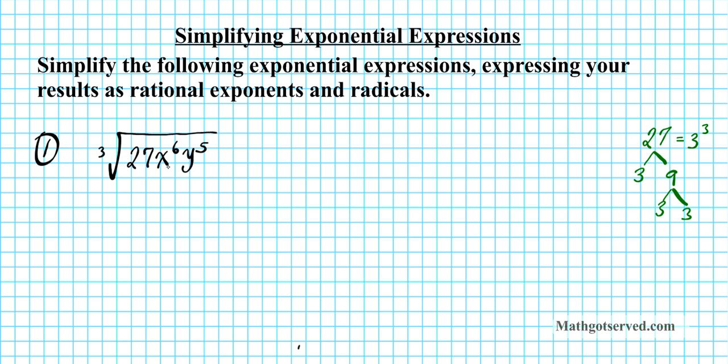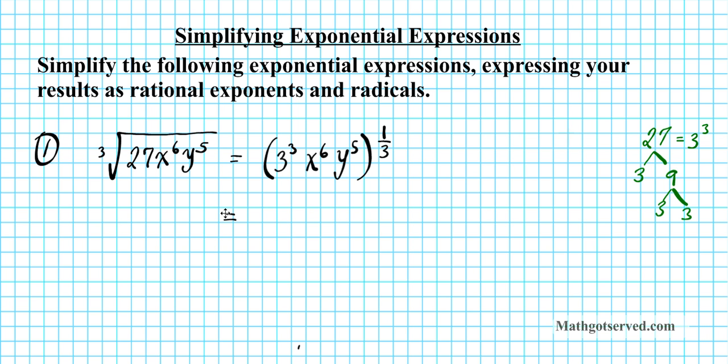All right, the other variables are already in exponential form, so this expression can be written with 27 in its prime exponent form as 3 to the third times x to the 6th, y to the 5th, and when we apply the nth root property, we're going to have this to the 1/3 power. All right, what we're going to do next, we're going to use the power of a product of powers property to simplify this expression.